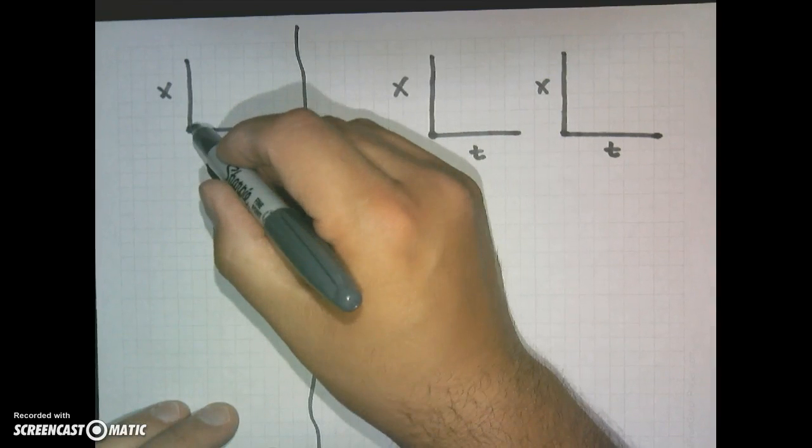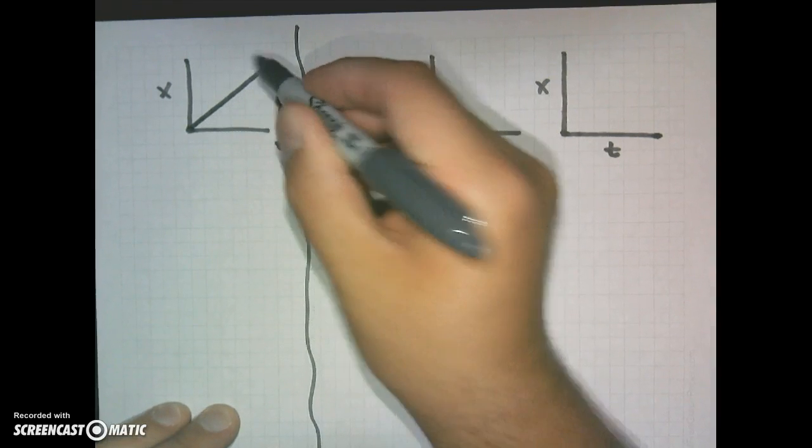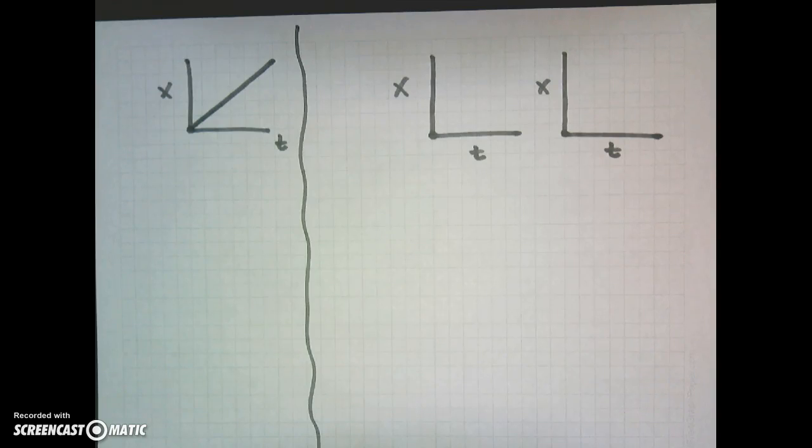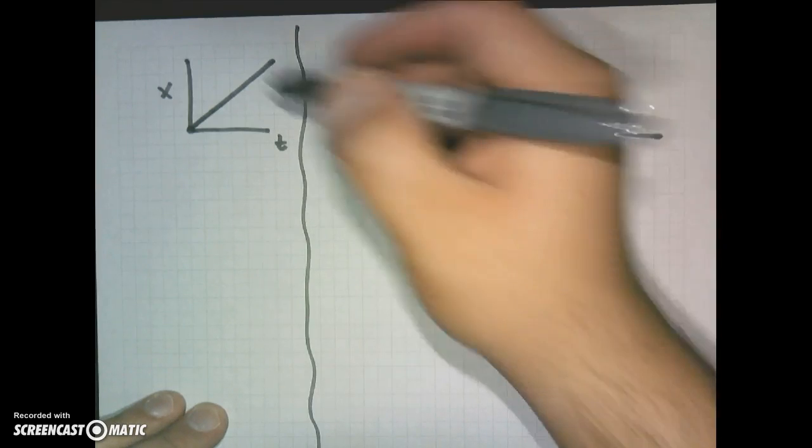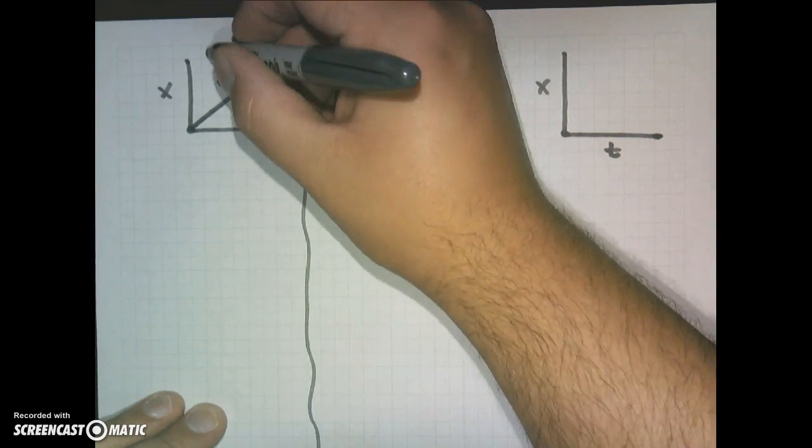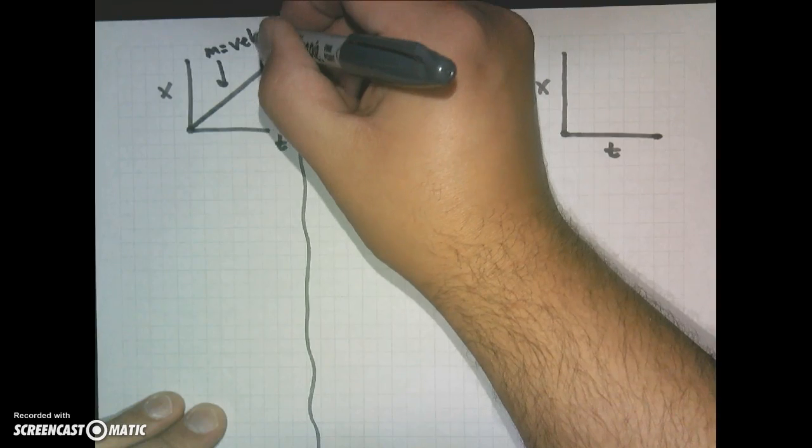Our position versus time graph is a straight line. What does that mean if our position versus time graph is a straight line? What does the slope of a position versus time graph tell us? It tells us velocity. Okay? The slope here is the velocity.